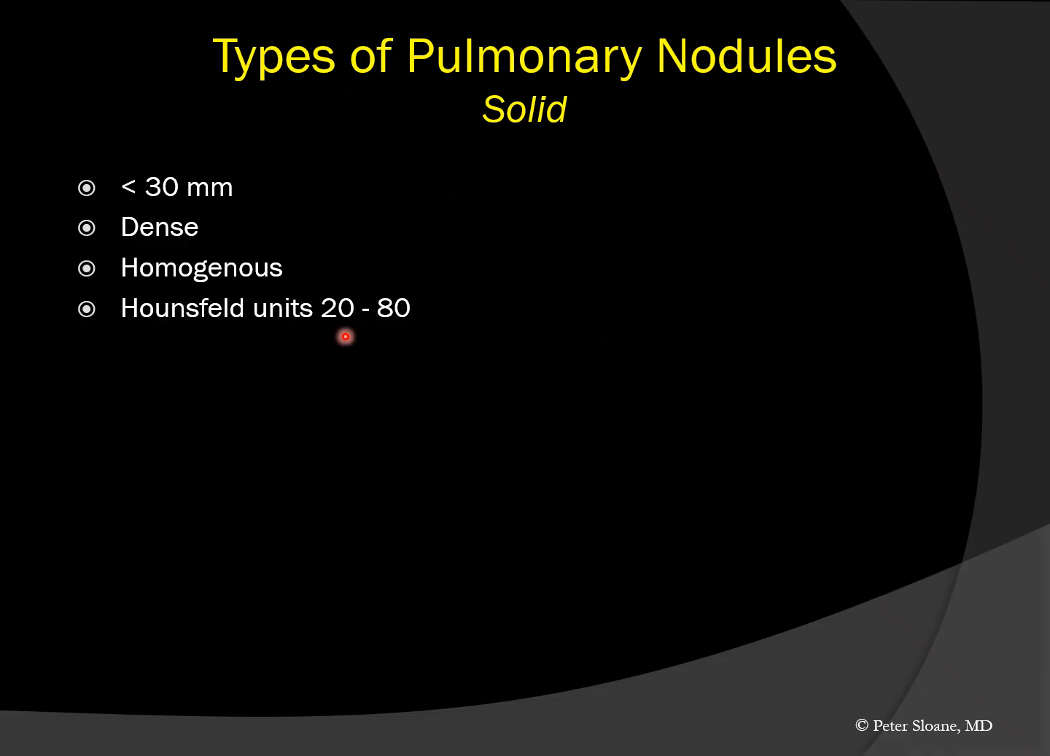Under 20, for example, 0 to 20 is water density, and then as you get less dense, it goes to fat density, and finally, the least dense is air. Air might have a value of minus 500. So there's a scale from air, which is minus 500, all the way through soft tissue solid density, which is 20 to 80, and all the way up to extremely dense like calcium of 500. And that scale of rating density radiographically is called the Hounsfield scale.